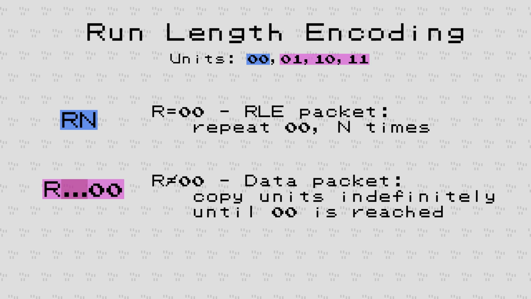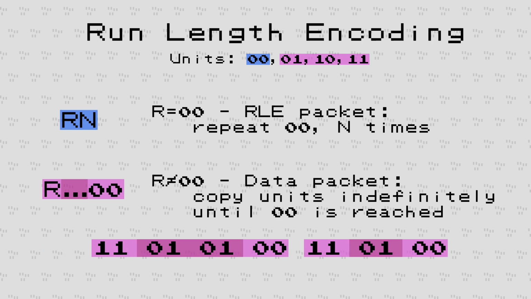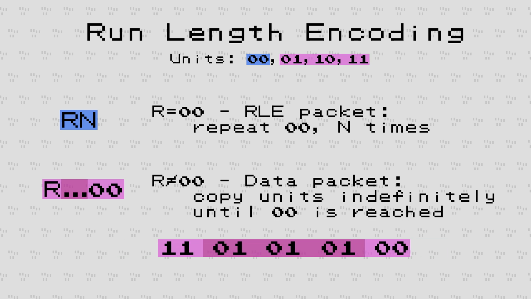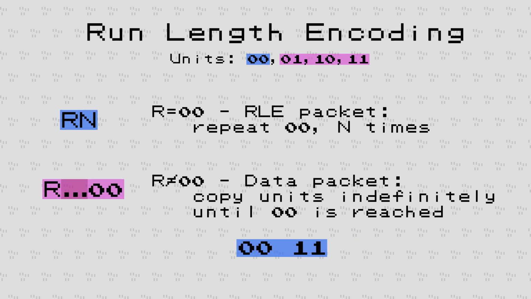Another property that arises from this limitation of the 0-0 pair is that RLE and data packets always alternate one after the other. There will never be two of the same packet type in a row. If two data packets were adjacent to each other, they can easily be merged by just removing the terminator from the first packet and the header of the second packet. And if two RLE packets were adjacent to each other, they can be merged by adding up the repeat count in each packet and using that instead.